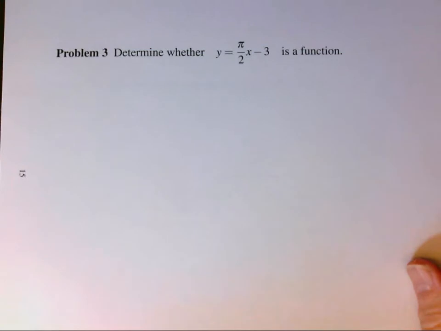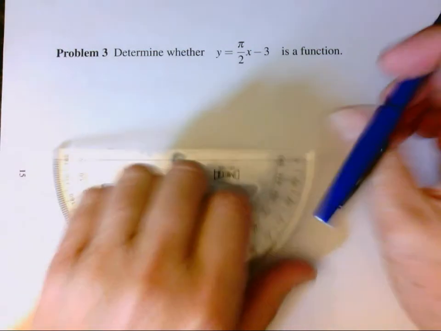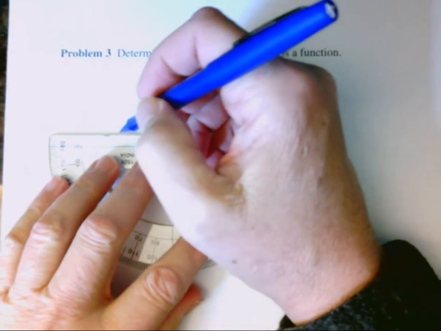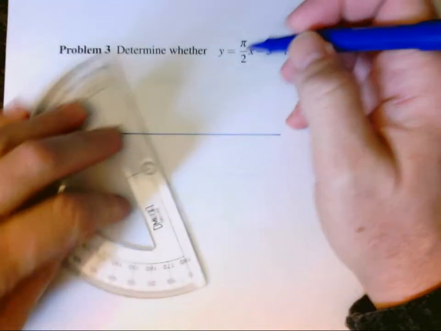Now, determine whether this is a function. Well, the easiest way to determine if something is a function is to graph it. And it looks kind of funny. That pi looks kind of crazy.